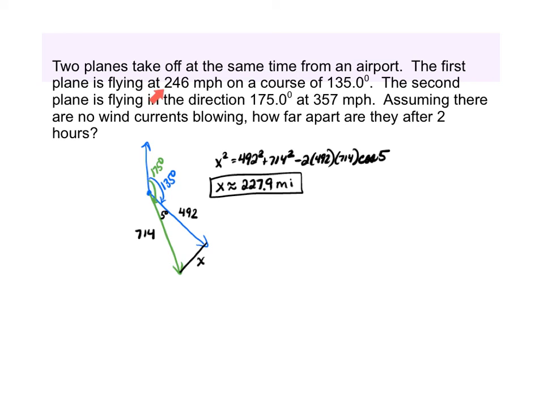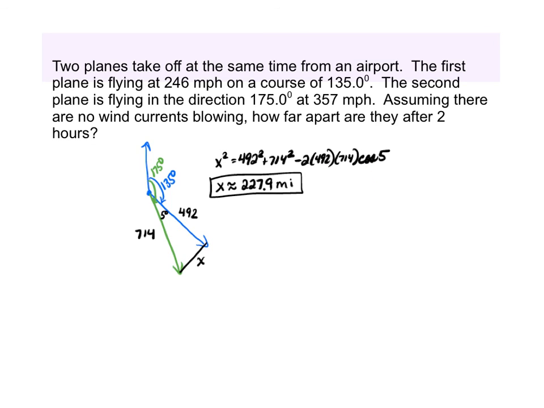So if the first plane is going 246 miles per hour, after 2 hours it's going to be 492 miles. And the second plane is flying at 357 miles per hour, so it's going to be 714 miles further from where it started. Then I want to find this length. Using the law of cosines, x squared is equal to 492 squared plus 714 squared minus 2 times each of those times the angle in between.